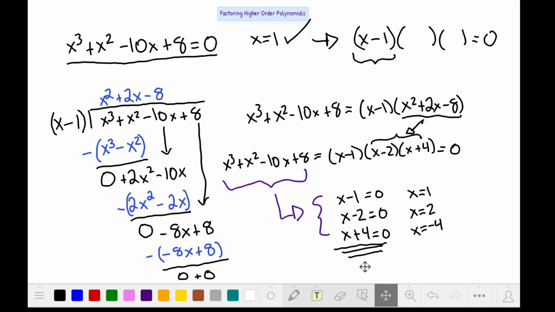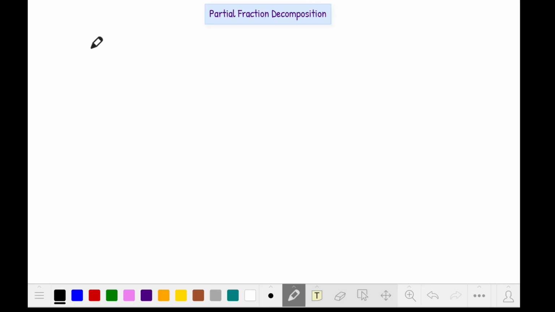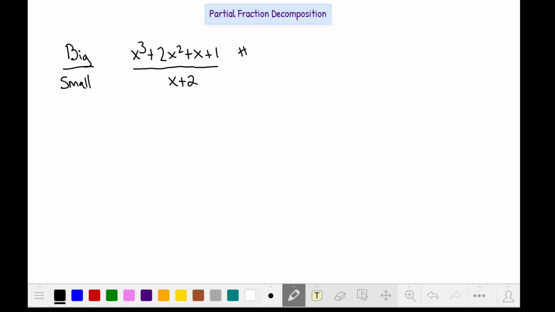That brings us to our next topic, which is how do we do fraction decomposition? All right, so far, all of the polynomial division that we've been dealing with has had a big divided by small. So by that I mean we've got a high order polynomial on top, just to give you an example, being divided by a smaller order. So here we've got an order 3 because the highest power of x is 3. Down below we have a power 1 because the highest power of x is 1.